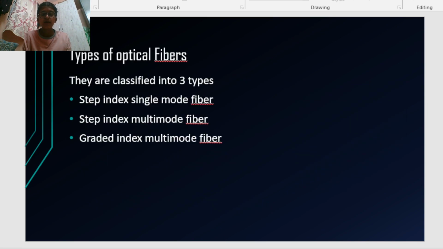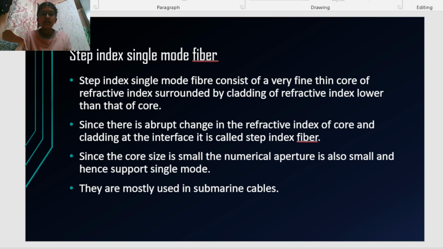Next we have types of optical fibers. So basically optical fibers are classified into three types: step index single mode fiber, step index multi-mode fiber and graded index multi-mode fiber. Step index single mode fiber.